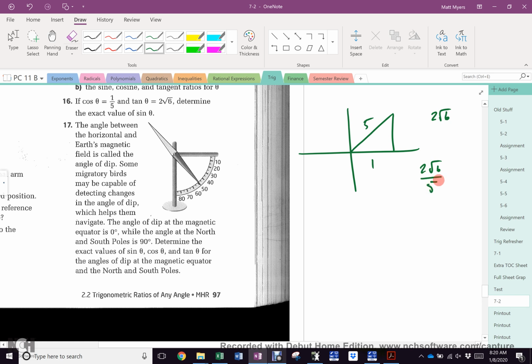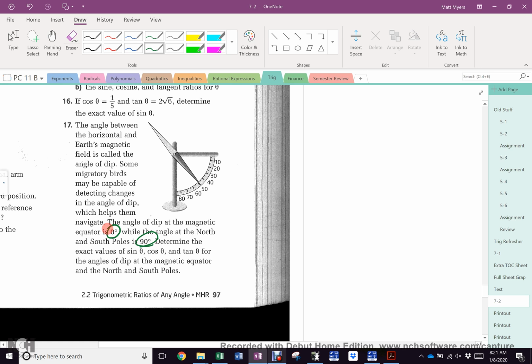Yeah? And 17, the angle between the horizontal and the Earth's magnetic field is called the angle of dip. Some migratory bird, blah, blah, blah. The angle of dip at the magnetic equator is 0, while the angle at the north and south poles is 90. Determine the exact values of the angles of dip at the magnetic equator and the north and south poles. Whoa, wait a minute. Oh, okay, well, the exact values for 90 degrees and the exact value for 0.